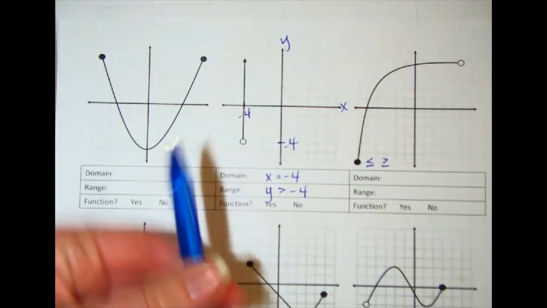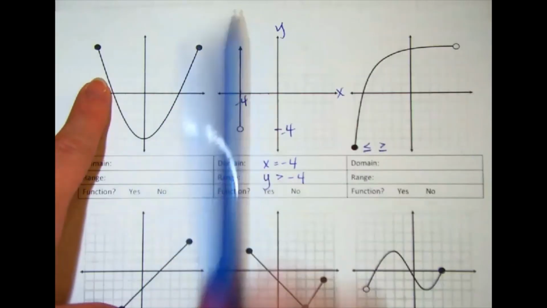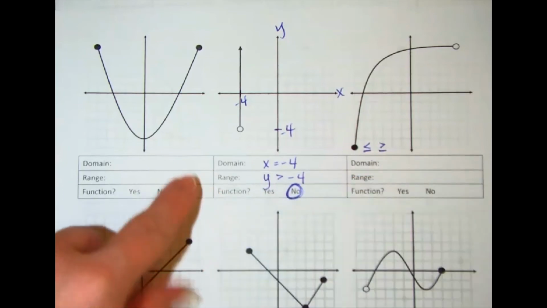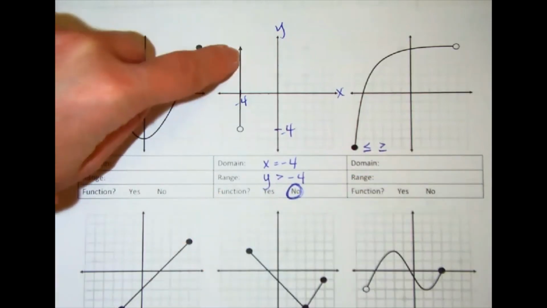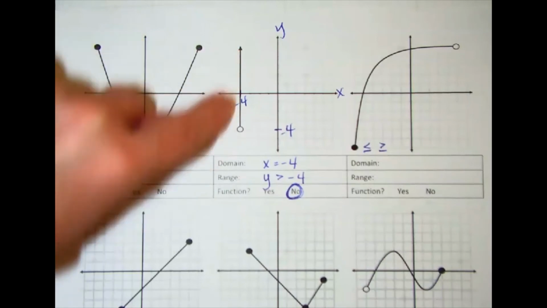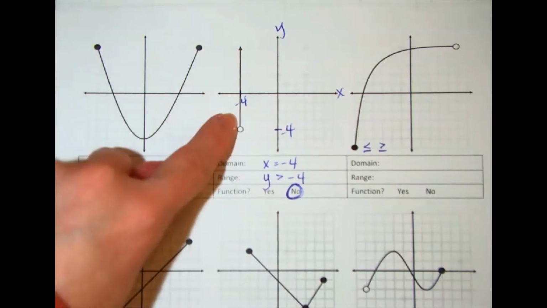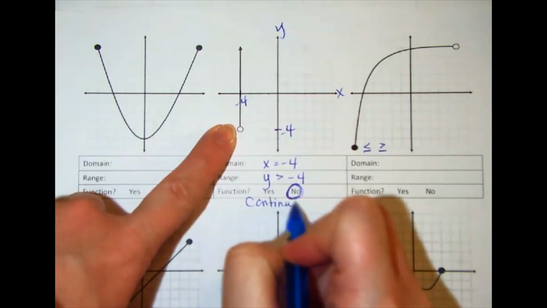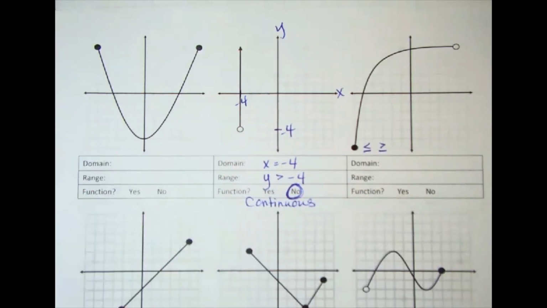If I do my vertical line test, this one fails. This one is not a function because it has more than one x value on the same vertical line. And this one is continuous because it is connected.